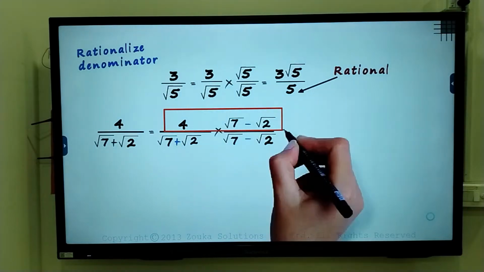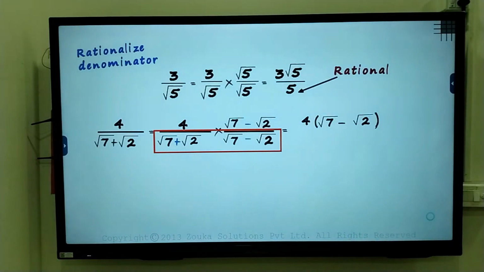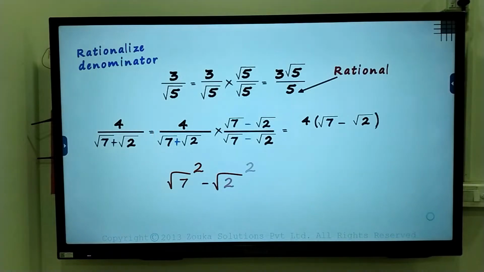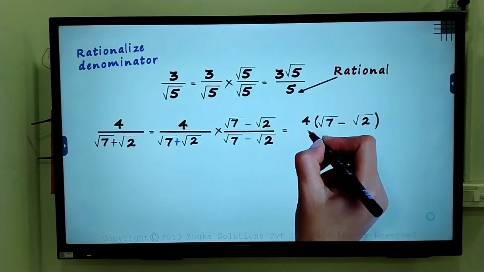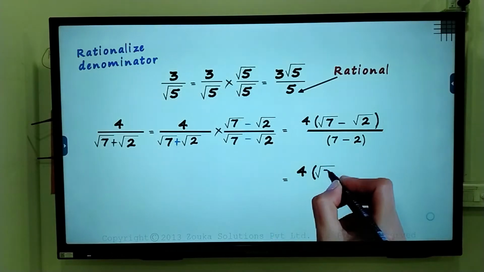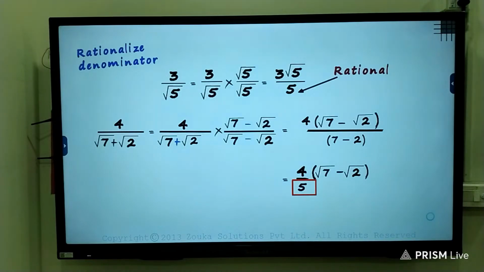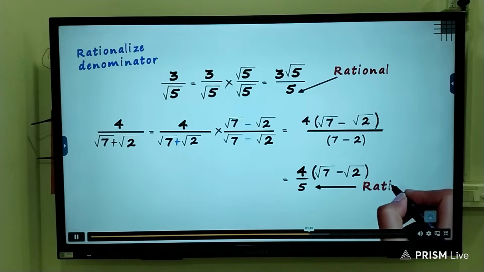The numerator will equal 4 multiplied by root 7 minus root 2. The denominator is in the form (a plus b) multiplied by (a minus b), which equals a squared minus b squared. Using this identity, we can write the denominator as root 7 squared minus root 2 squared. That equals 7 minus 2. 7 minus 2 is 5, and we get our expression as 4 multiplied by root 7 minus root 2 divided by 5. That's it. We got what we wanted. The denominator is rational now.